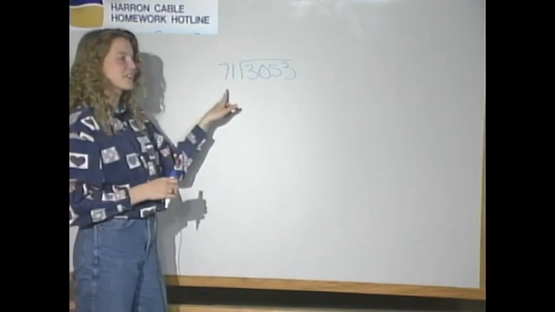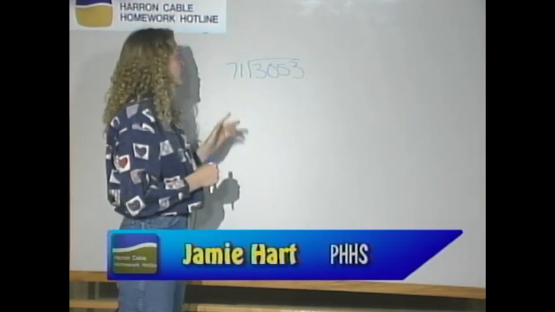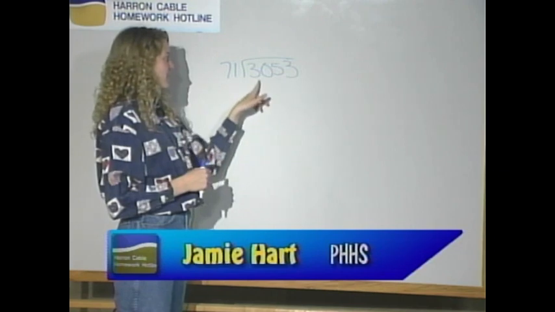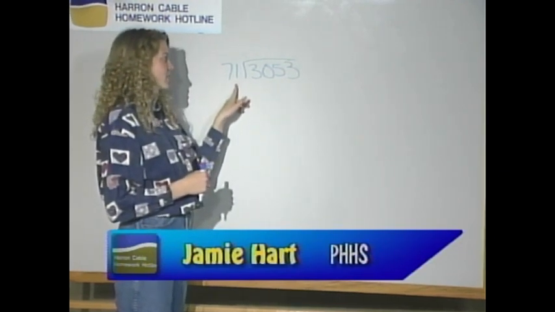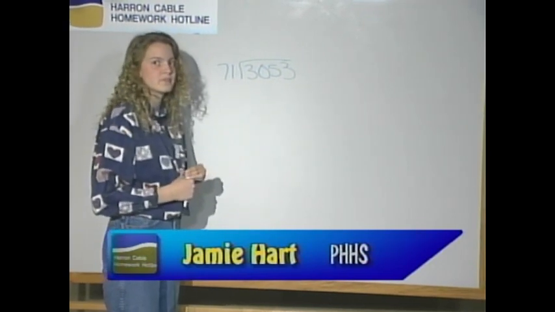And now Jamie's going to do your first problem. Okay, here we go. Is this what your problem looks like? Yep. Okay, 3 is smaller than 71, so it doesn't go in there. And 30 is smaller than 71, so it doesn't go in there. Do you know how many times 71 will go into 305?